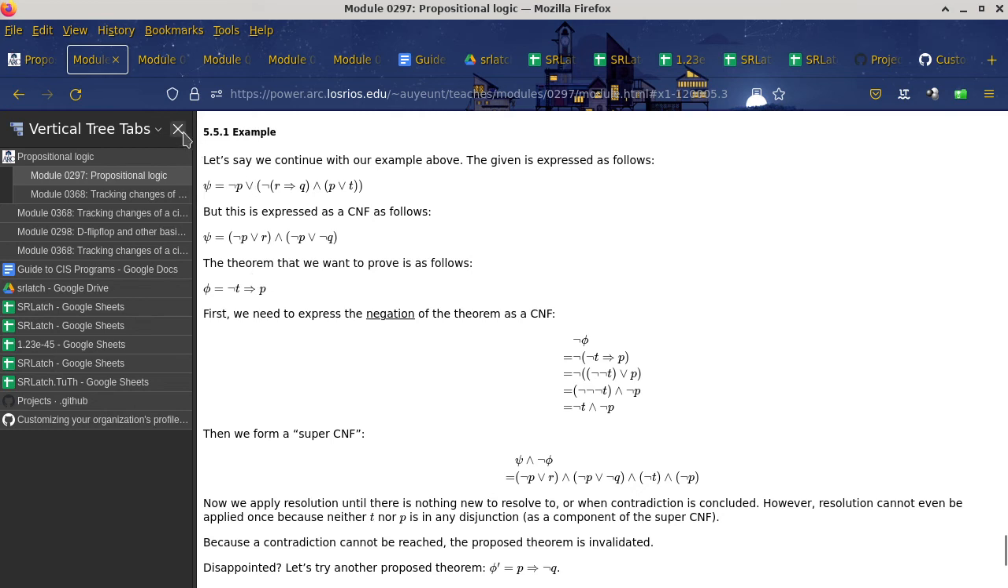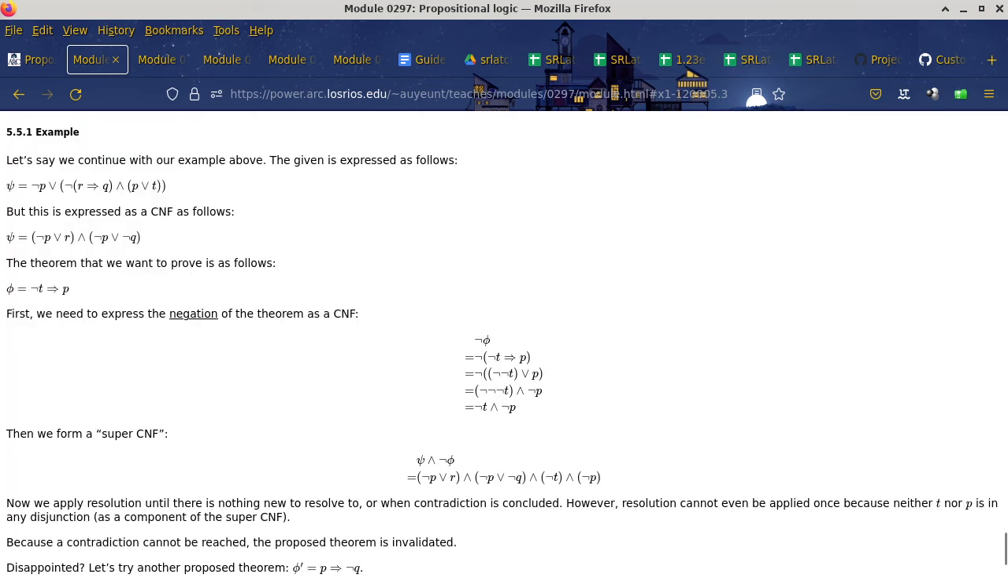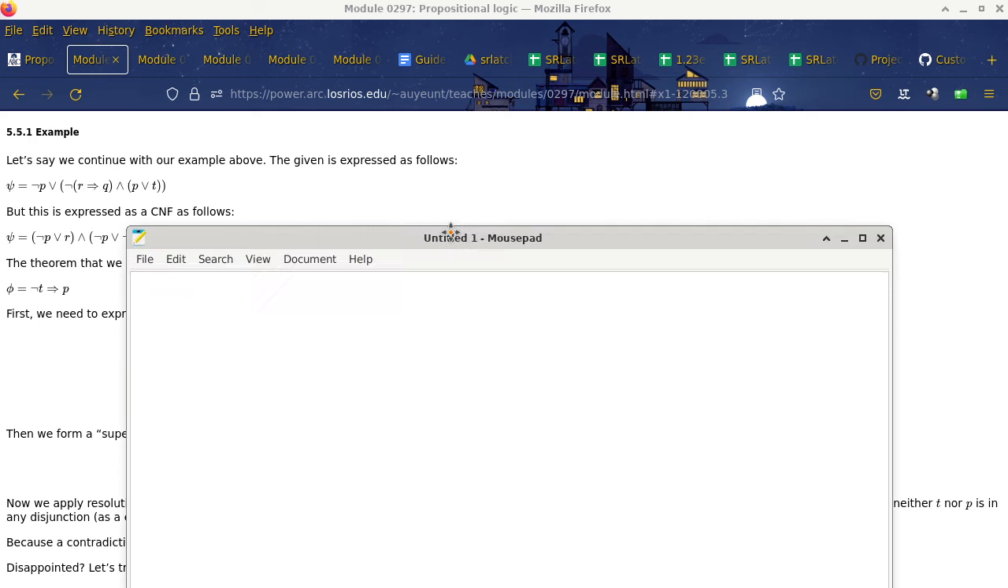So let me get rid of the tab and use just a text editor for this demonstration. Mouse pad, there we go. All right.